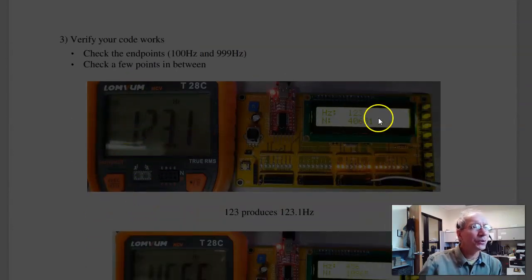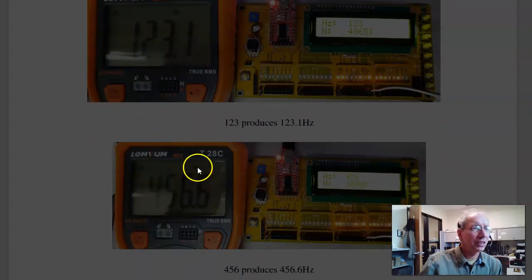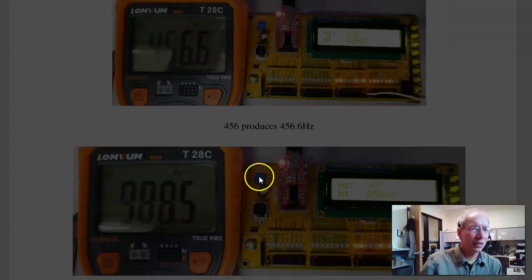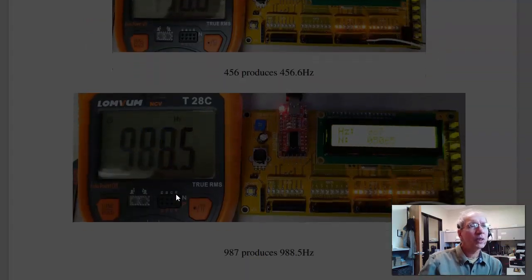Type in the number 123, and that's the frequency that appears. 456, here's the frequency you get out. 987, here's the frequency you get out. So that's one way to get data to your processor through the keyboard using serial port interrupts.